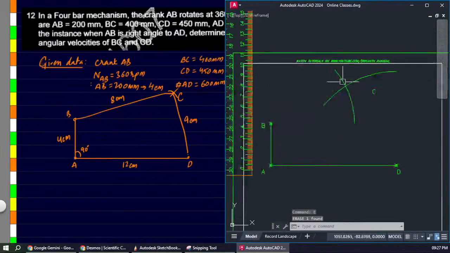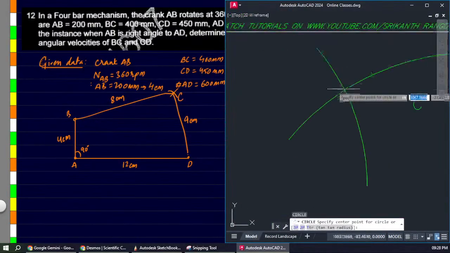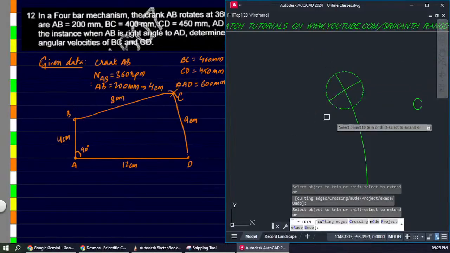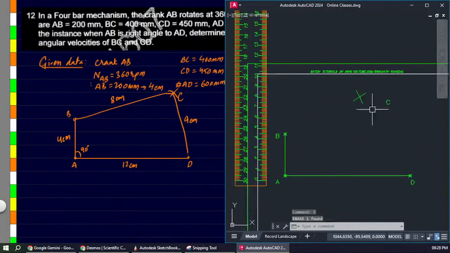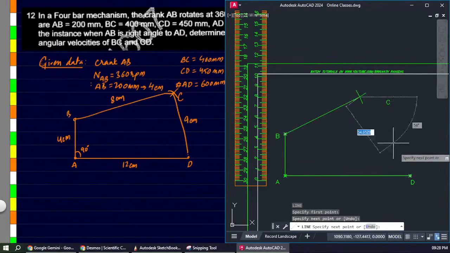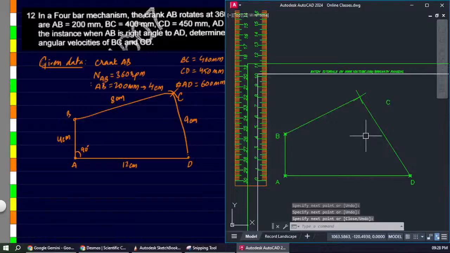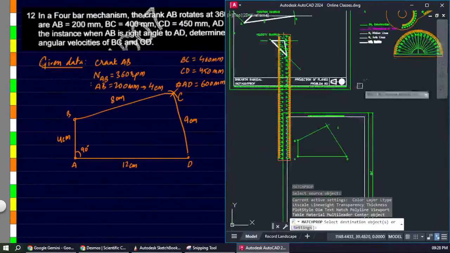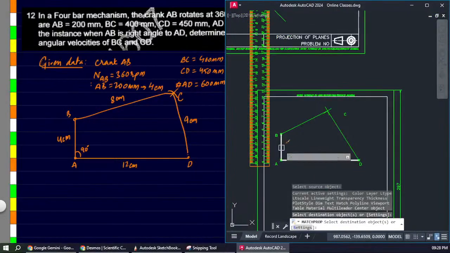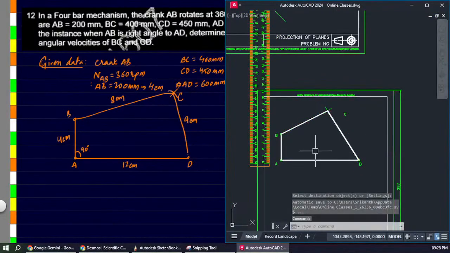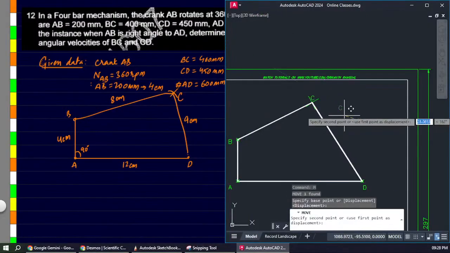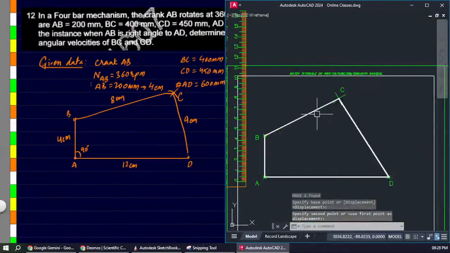Okay, so we can see that now we got the two arcs. No need to draw the arcs very big, you can keep them as small as possible. Yes, again, once you have the point, you just need to connect them. Okay, and this gives us the position diagram. So in the position diagram, all the links which are visible need to be drawn dark. Okay, so this is point C.